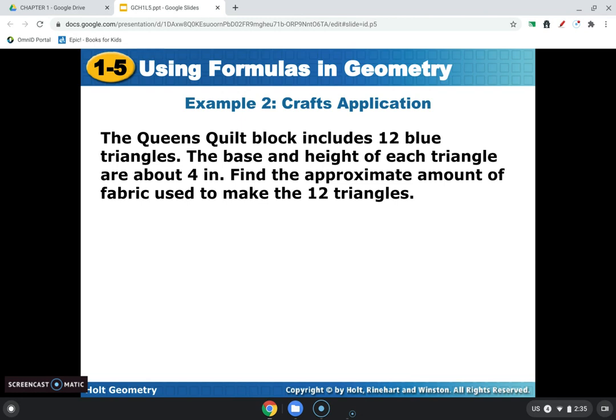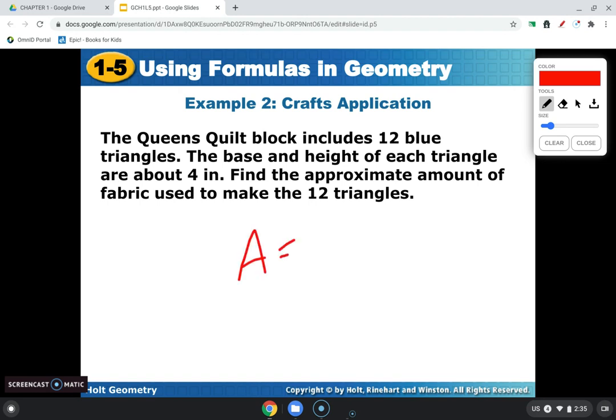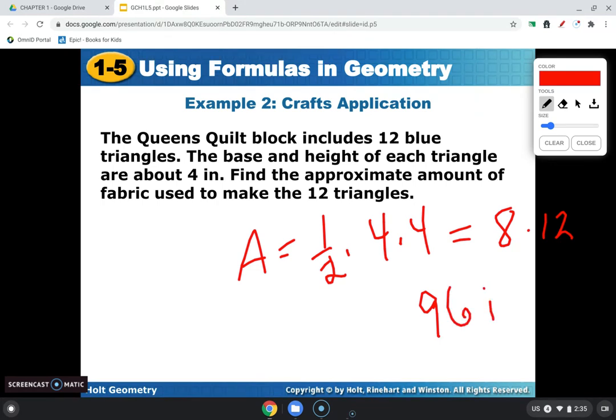The Queen's quilt block includes 12 blue triangles. The base and height of each triangle are about 4. Find the approximate amount of fabric used to make the triangles. Well, the amount of fabric would be area. Area of a triangle is half times base times height, and they are the same. Half times 4 times 4 would be 8. So each triangle has an area of 8. If there's 12 of them, I'd want to take that times 12. So it would be 96 square inches. All right, so use what they give you. Use the formula.